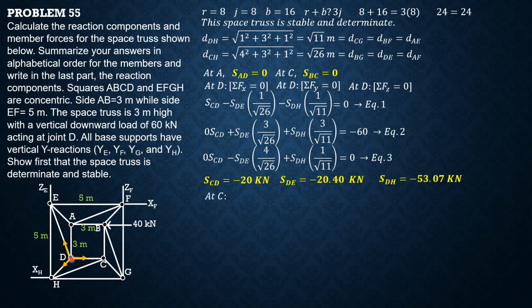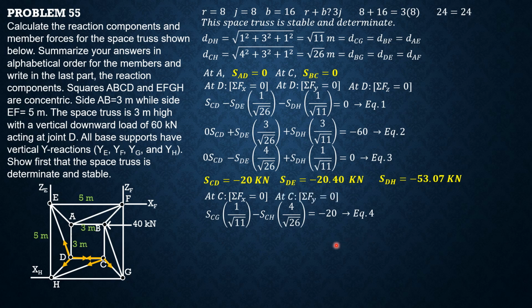So after D, we proceed to C. Summation of forces X equals 0. So this is our guide. I will not color BC because it is a 0 force member, so we just ignore that. So SCG times 1 over square root of 11, then minus SCH times 4 over square root of 26, then minus CD. CD is negative 20, so minus negative 20, so that's positive 20 equals 0, so equals negative 20. Equation 4.